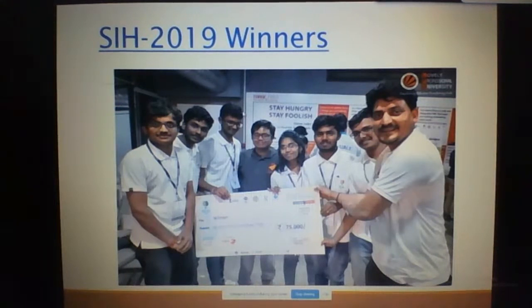Suppose we have taken 1,000 samples from 1 acre of land, we can have a look at the cumulative data and see what fertilizer is required at that particular moment. So this is the beauty of that device. Mahindra is launching that device very soon with us.